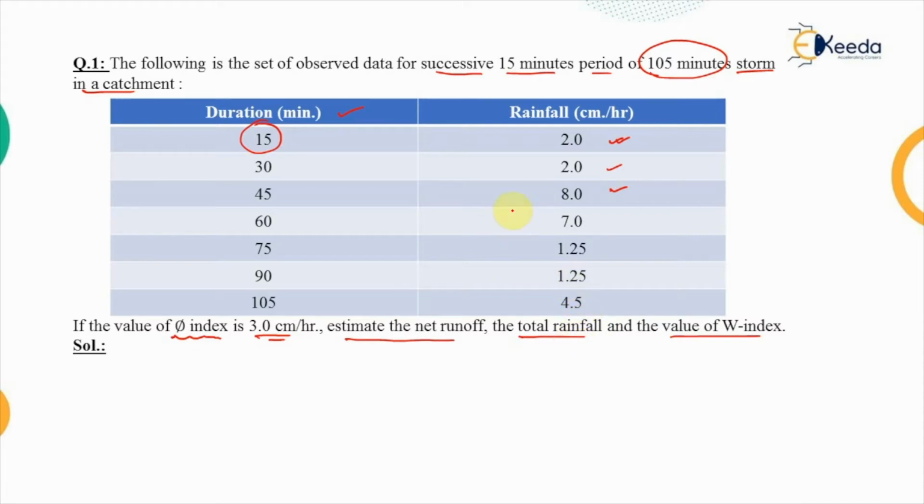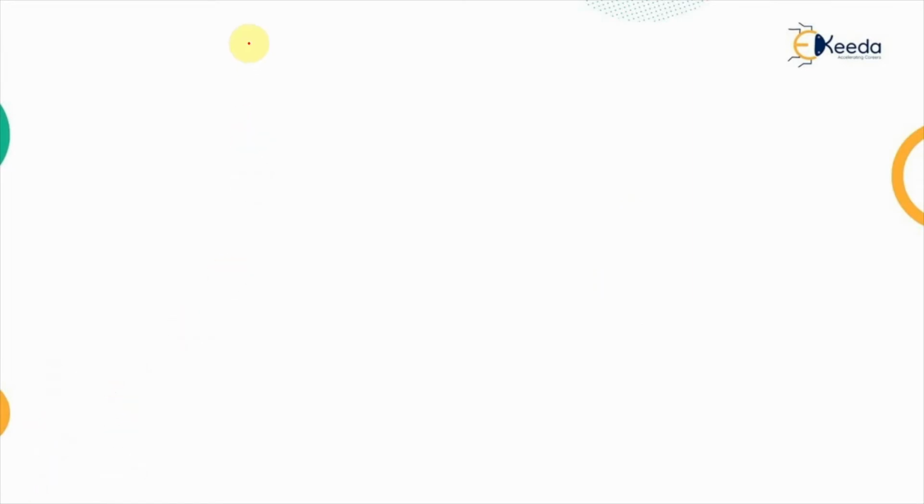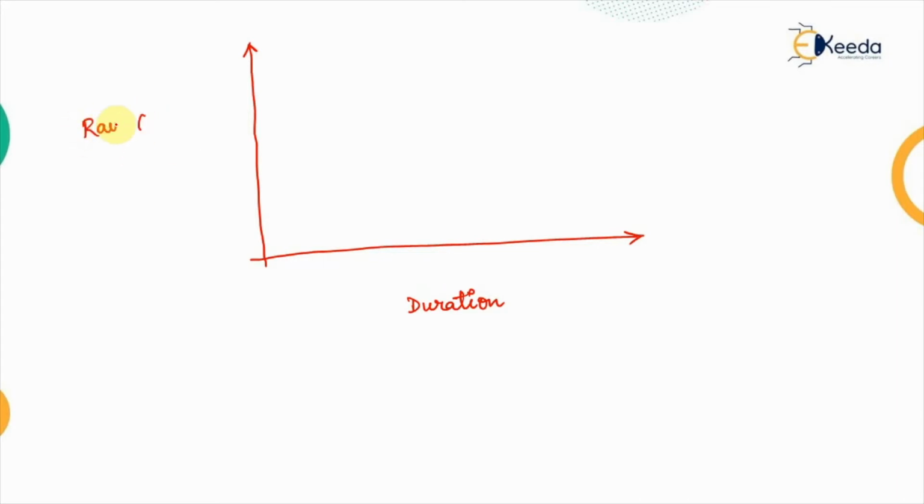For the given data, we will plot the duration against the rainfall intensity, which is known as the hydrograph, in which on the x-axis we represent the duration and on the y-axis we represent the rainfall intensity, in centimeter per hour. So we mark 15 minutes, then 30 minutes, then 45, then 60, then 75, then 90, then 105, then 120, starting with 0.